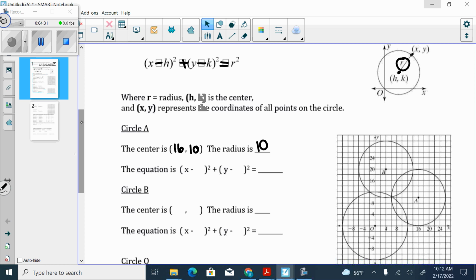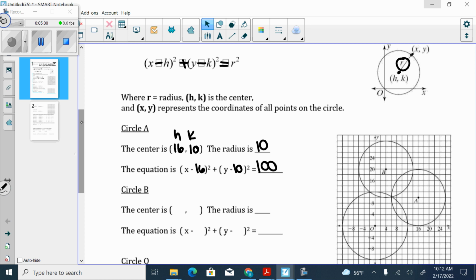So I'm supposed to have x minus h in my first parenthesis. Well, here is my h and k. So in my parenthesis, I'm going to have x minus, right, plus y minus k, and my k should equal my radius squared. Well, our radius is 10. If I square 10, what is it? And that's the equation for this circle.